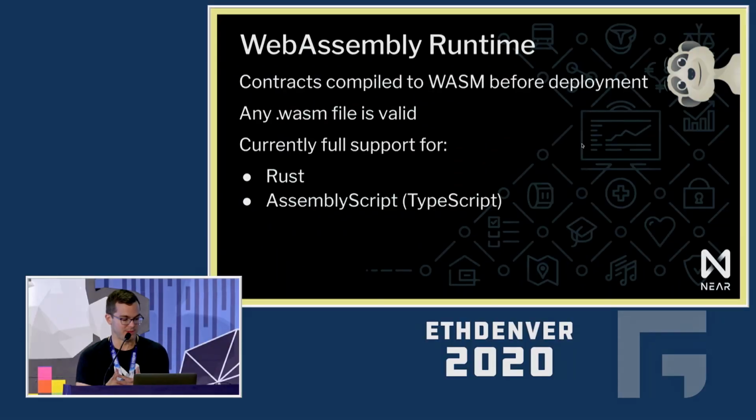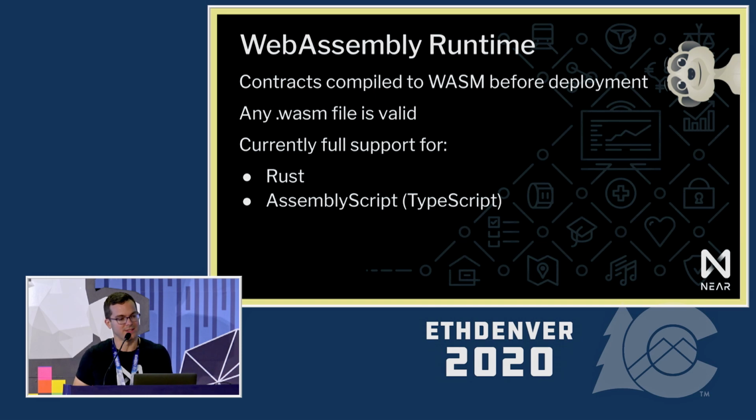So yeah, the next really important concept, as I mentioned, we have a WebAssembly runtime. So basically you just compile your smart contracts to WebAssembly, and then you deploy the WASM file. And what we mean by full support is that for Rust and AssemblyScript, we basically have some pre-written smart contracts that give you some powerful functions. Like if you're familiar with Solidity, you have the message, and from message you can get the sender, you can get the value that was attached. That's basically supported, and we'll actually go through an example of this in just a second.